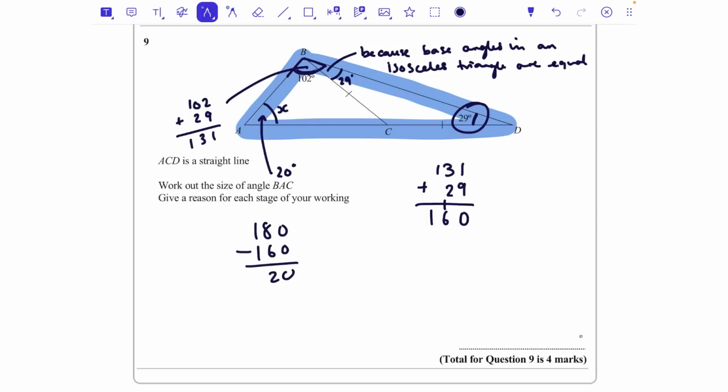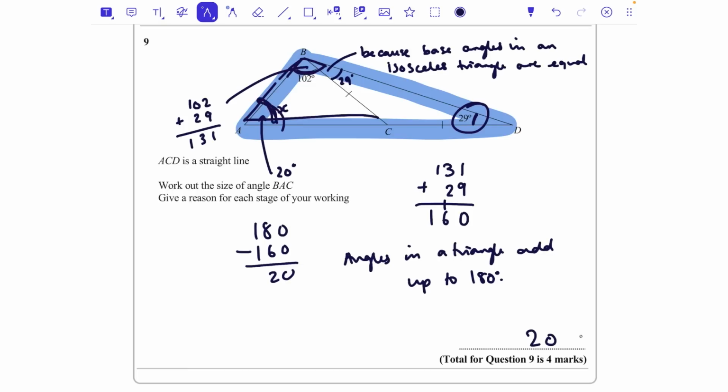What reason have we used there? Well, we've used the angles in a triangle add up to 180 degrees. There we go. So 20 degrees, that's my final answer. Angle BAC, it was this one down here that we were looking for.